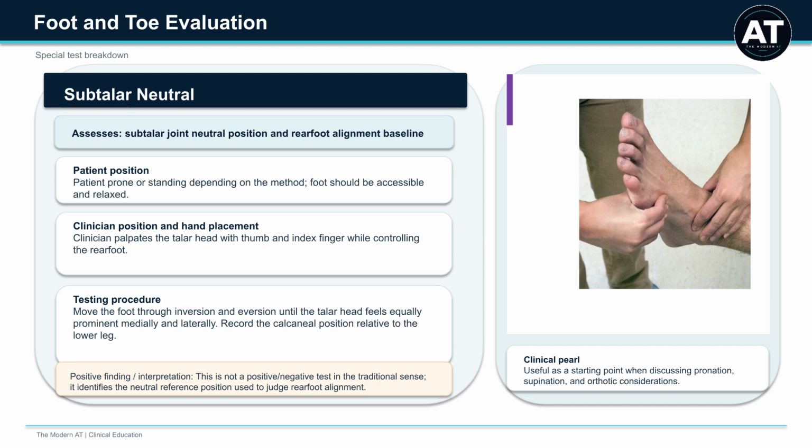Subtalar neutral is used to estimate the neutral position of the subtalar joint and create a baseline for rear foot alignment. The patient may be prone or standing, depending on the method. The clinician palpates the talar head with the thumb and index finger while controlling the rear foot. Move the foot through inversion and eversion until the talar head feels equally prominent medially and laterally. Then observe or record calcaneal position relative to the lower leg. This is not a positive or negative test. It is a reference point for discussing pronation, supination, and orthotic considerations.